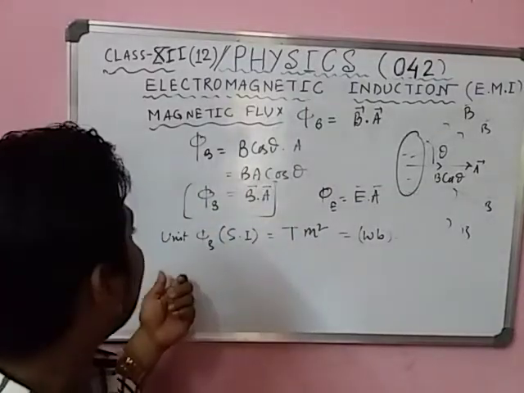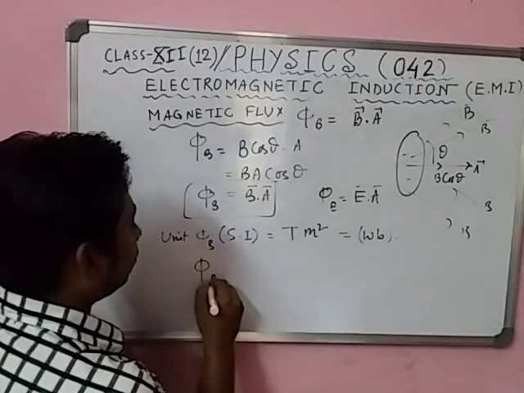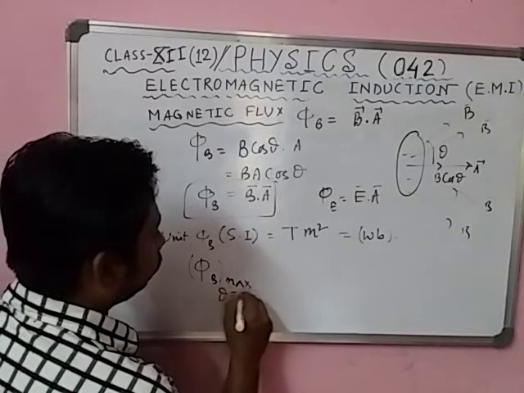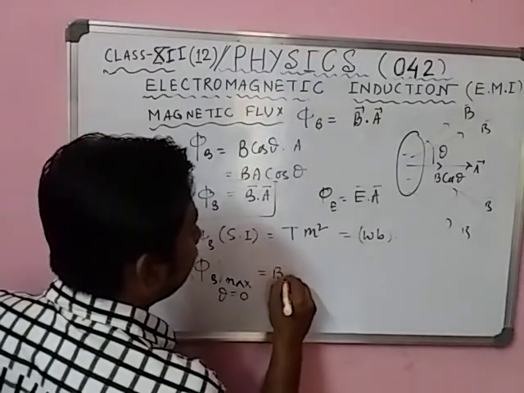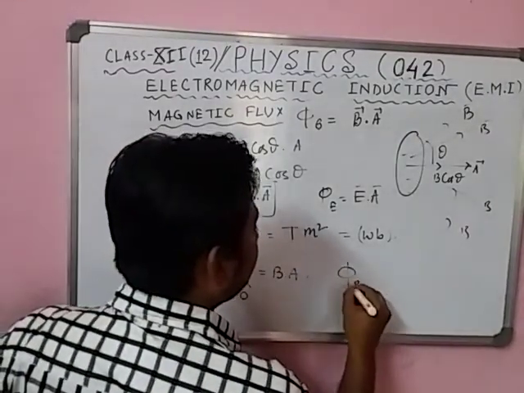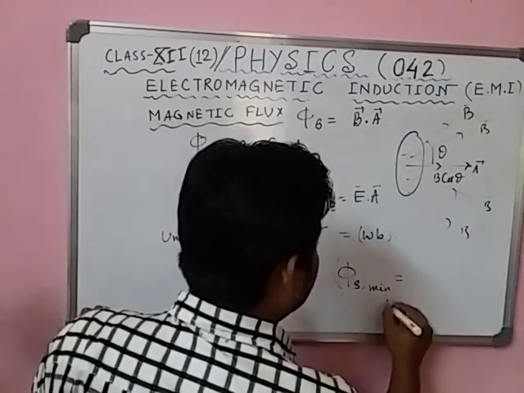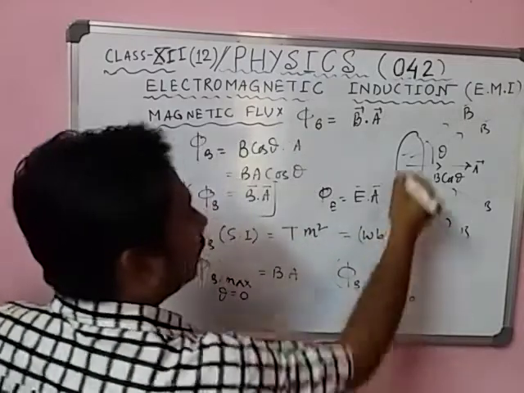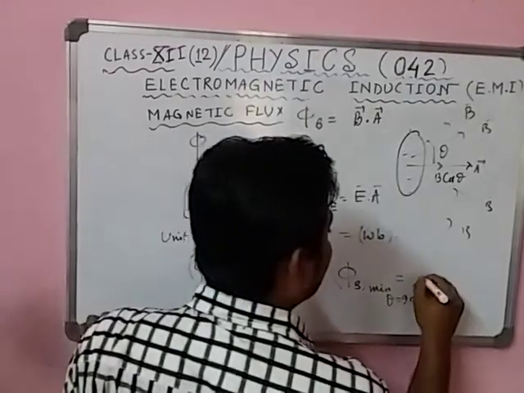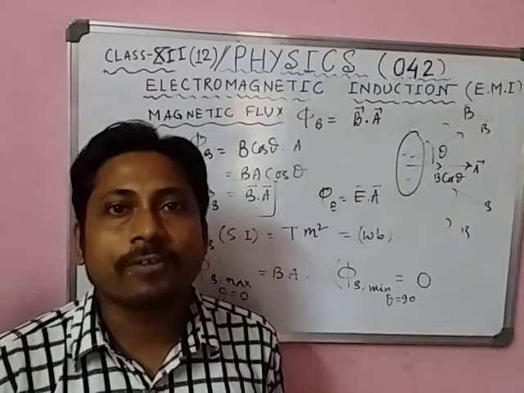You can also calculate the dimension of phi B. When will phi B be maximum? Flux will be maximum when theta equals 0, cos 0 is 1, so we can write B into A. And phi B will be minimum when theta equals 90 degrees. If the direction of B is like this and the area is like this, then cos 90 is 0, so the minimum is 0. So this is all about magnetic flux.